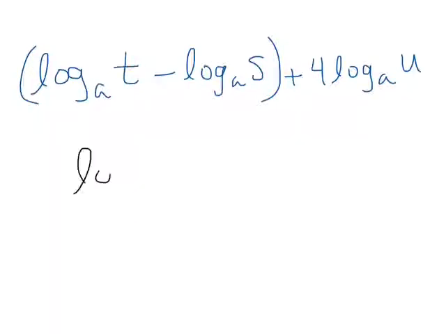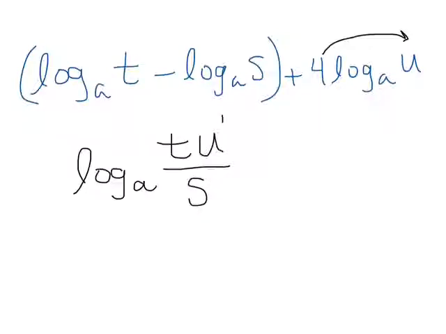So let's take a look at what that looks like here for a second. So we're going to have log base A. Now I have for sure t on top, and in the bottom I'm going to have s, and then this 4 comes back up, so it becomes u to the 4th power, and it looks just like that. So t is being multiplied by u to the 4th, all divided by s, and so that's what this simplification looks like.